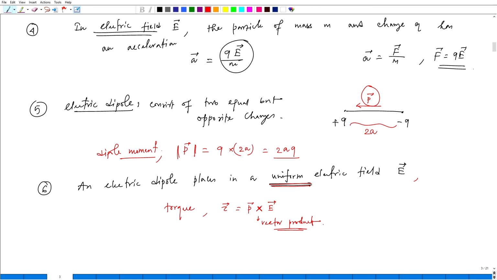Cross product, other way to say. So since the electric dipole is placed in a uniform electric field, the only torque appears on the dipole, not force. So net force becomes 0. If we place an electric dipole in a non-uniform electric field, then both torque and force are acting on the dipole. We will discuss and solve problems related to that, and then it becomes more clear.